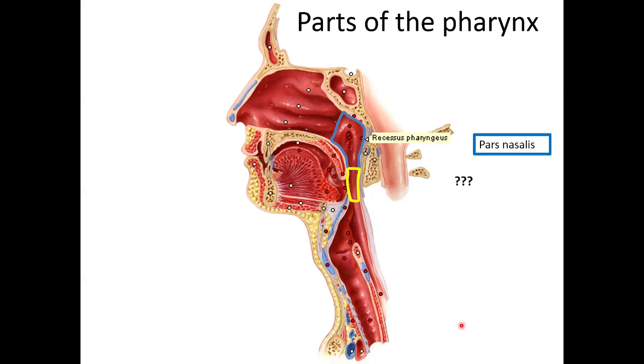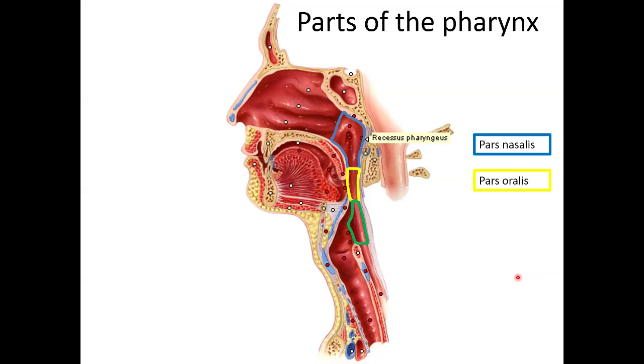Then, with yellow line, we can designate the pars oralis pharynx. Pars oralis pharynx. The food during swallowing passes from oral cavity into pars oralis pharynx. It's very important that you could find these parts in our cadaveric specimen.